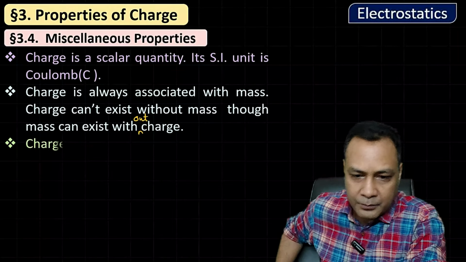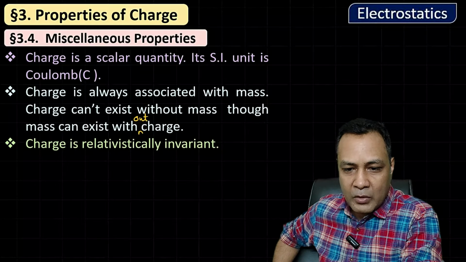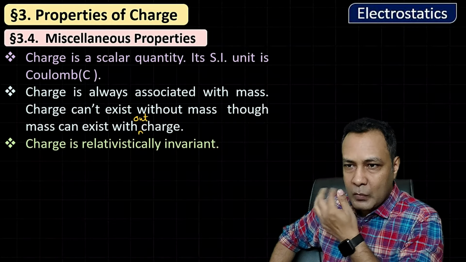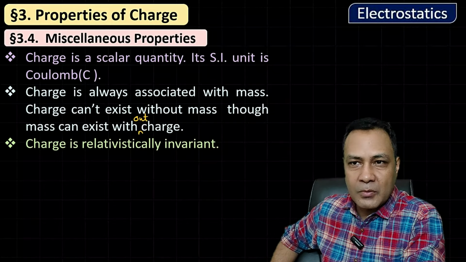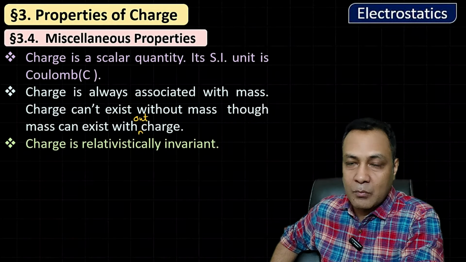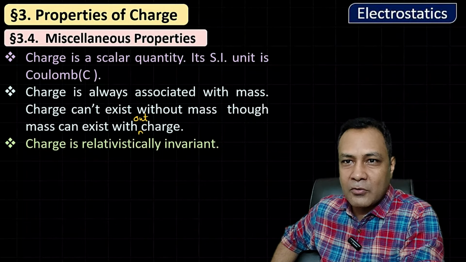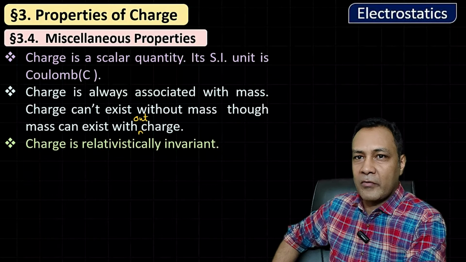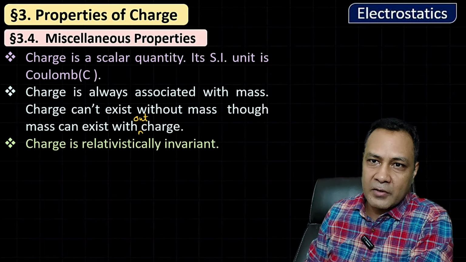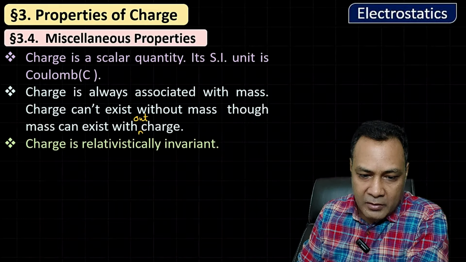Third, charge is relativistically invariant. So what does that mean? Invariant means that it does not change. Relativistically means with velocity. Suppose there is some charge that is at rest, and now it starts moving, the charge doesn't change. Mass changes from the special theory of relativity. Length changes, time interval changes. That you will study when you study special theory of relativity. I am not going to go into that. So basically, if matter has some charge and it is at rest, that will not change if it moves. So charge is relativistically invariant.